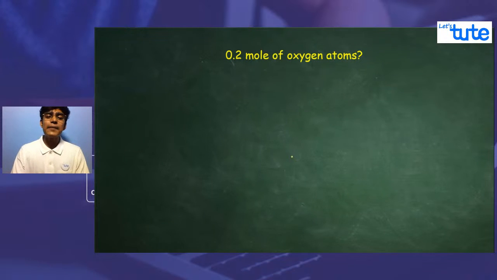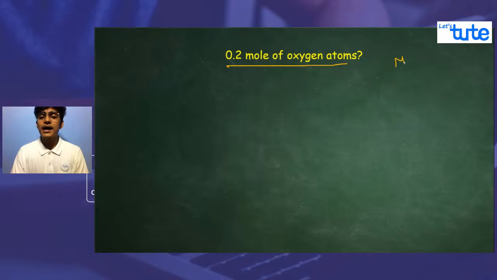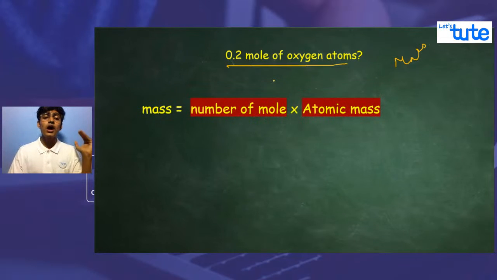In this example, they have given us 0.2 moles of oxygen atoms. And what are we supposed to find? We are supposed to find the mass. What is the mass of 0.2 moles of oxygen atoms? The formula remains exactly the same. The formula is mass is equal to the number of moles multiplied by the atomic mass.